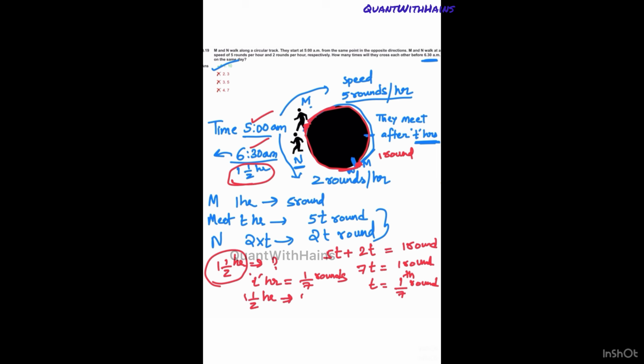1.5 hours, how many rounds? 3/2 hours. That is into 7, 21/2, that is 10.5 rounds. After 0.5 they do not meet, so 10 is our answer.